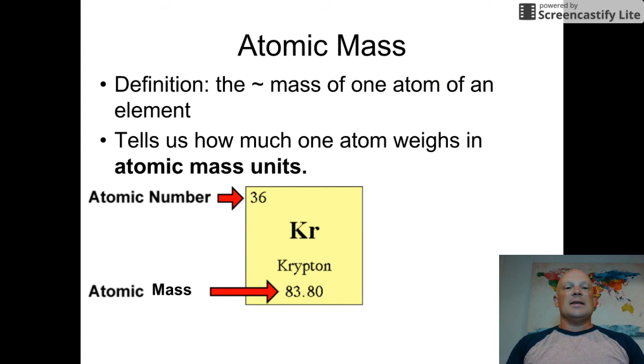So the atomic mass is the mass of one atom of an element. It tells us how much one atom weighs in atomic mass units. This is the atomic mass of each proton and neutron. Now, neutrons are slightly bigger, but they're so close to the same size, they're given the same weight. Each one is given a weight of 1 AMU, or atomic mass unit. And so you see the atomic mass comes from the protons and the neutrons together. The atomic number at the top is the number of protons. So if you need to know the number of neutrons, you subtract the atomic number from the atomic mass.